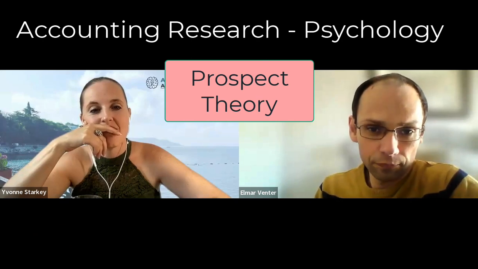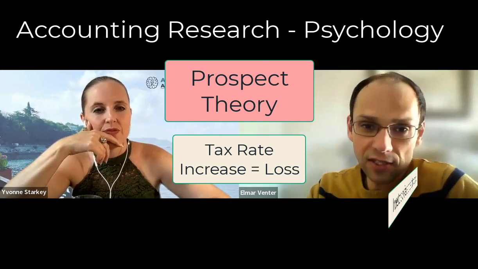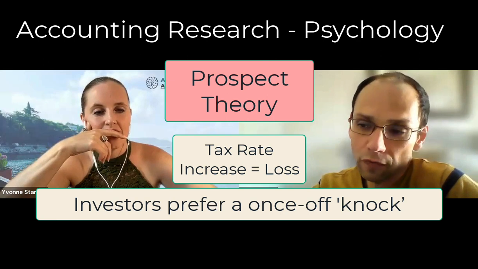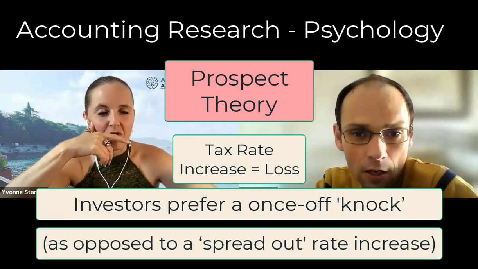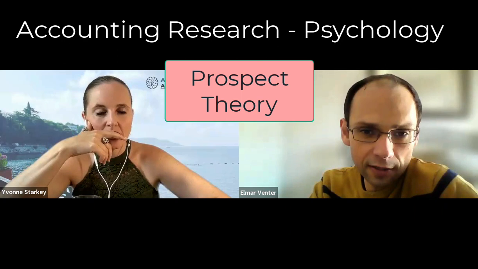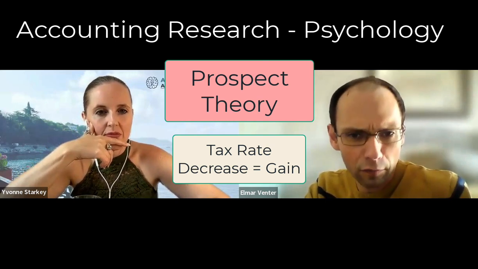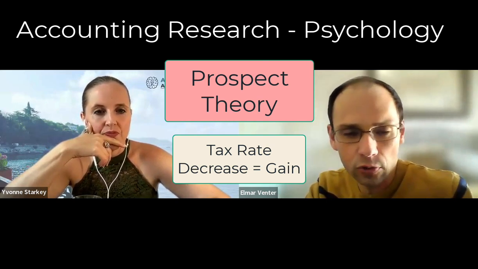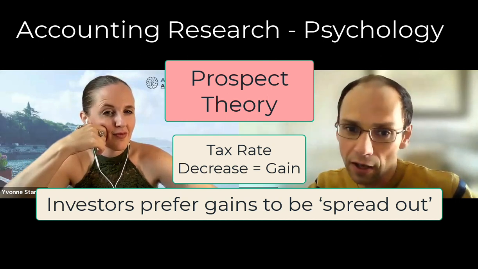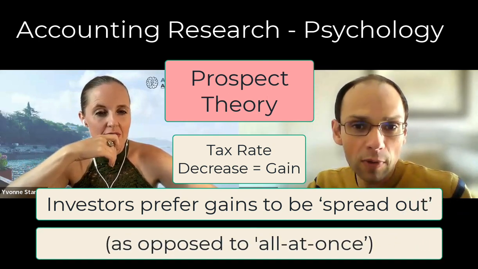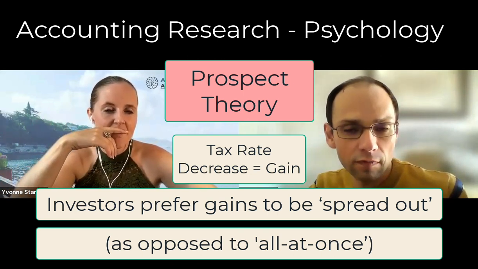Similar with taxes, right? We're going to have a tax rate increase. That's going to be a loss. Investors would prefer to take that knock once off rather than the tax rate increase being introduced gradually, even though over time it's going to be exactly the same thing. If you have a decrease in tax rates, that's going to be a gain. The government would like investors to invest more in risky assets, which is why they decrease the tax rate to spur on investment. But given the psychology behind human beings, governments are probably going to achieve their objective better if they stagger the decrease in the tax rate over time rather than giving it all at once.